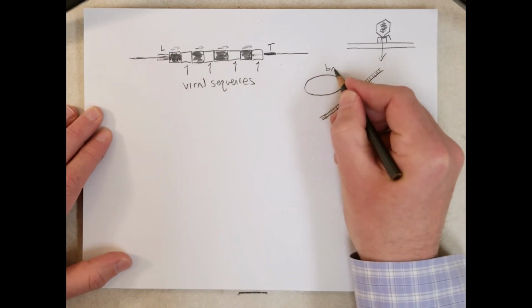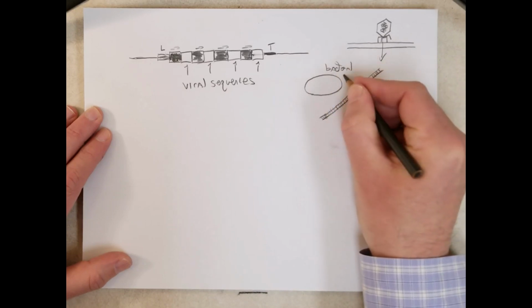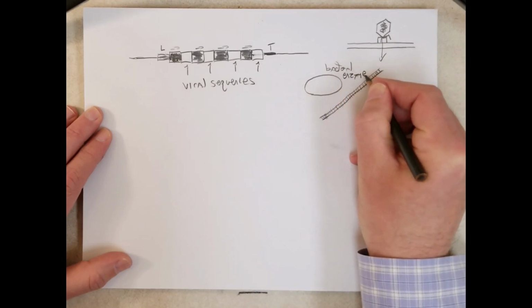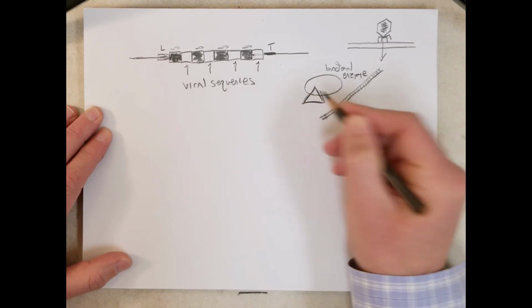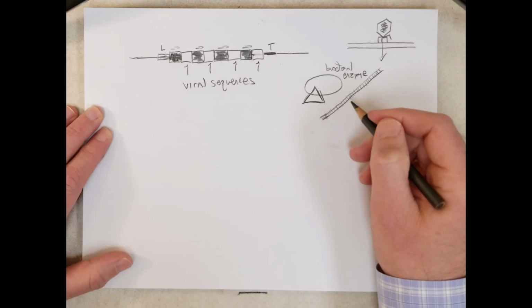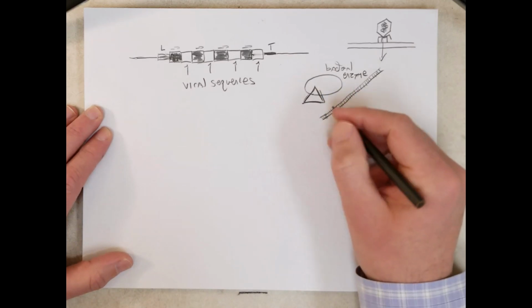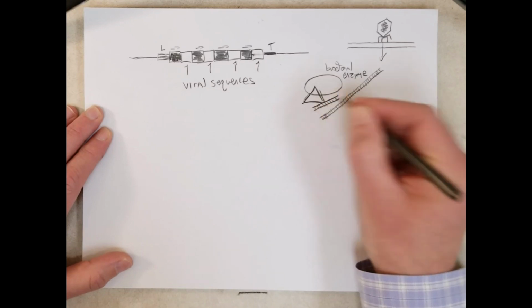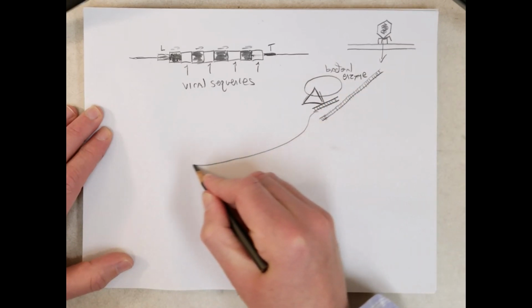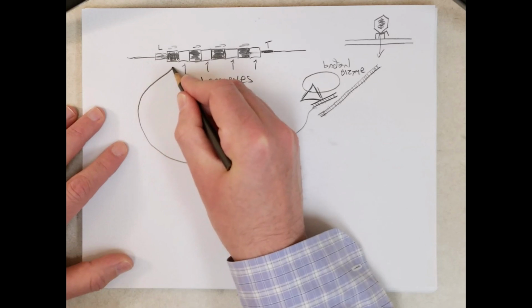But let's say this is a bacterial enzyme, and I'm going to give these guys a name in a second. Let's say it's a cluster of enzymes. So it's a complex of bacterial proteins. And what they'll do is they'll pick up a piece of the virus and they will drop it right in here.